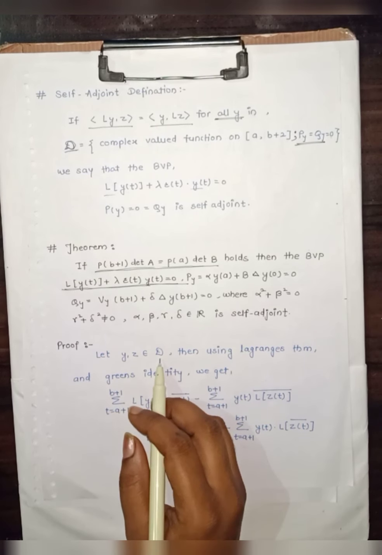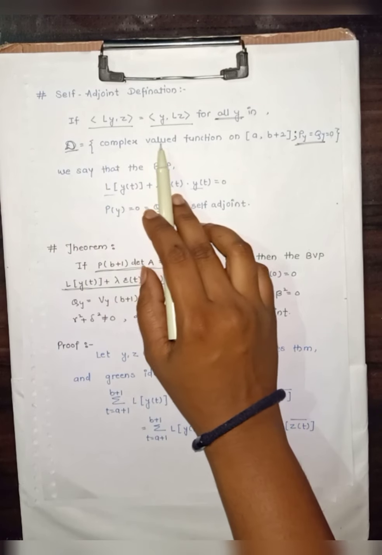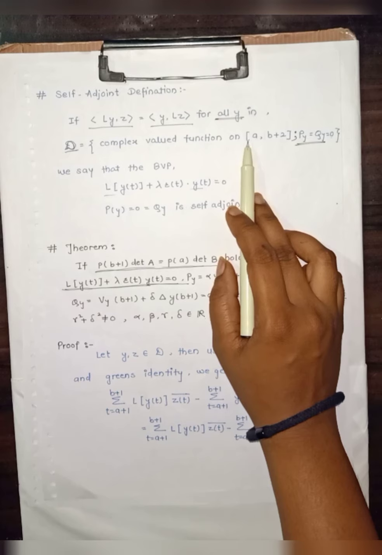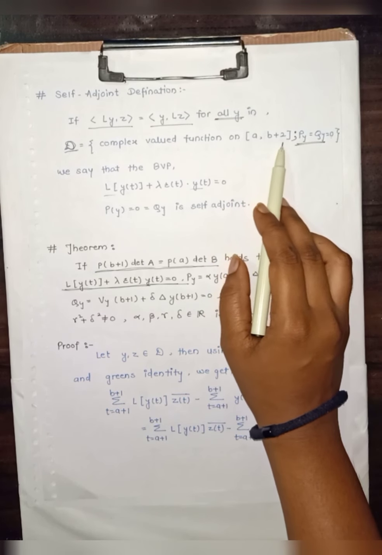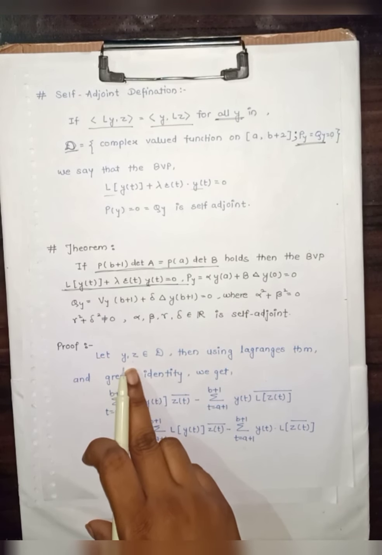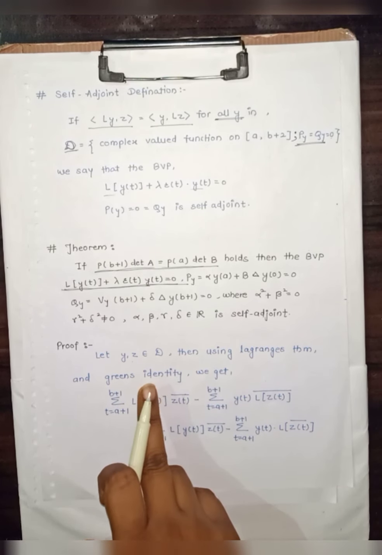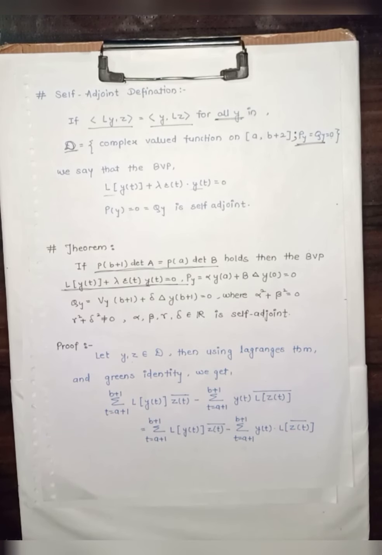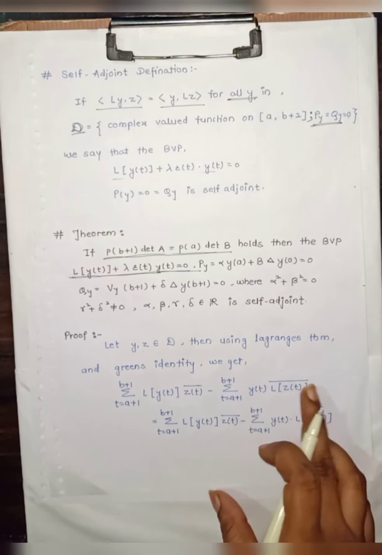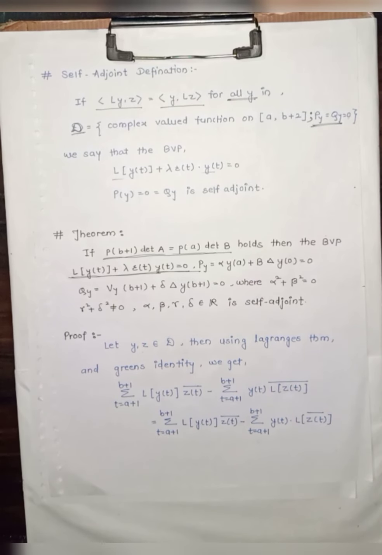Let y and z belong to capital D. We have been given that capital D is the set of complex valued functions on the closed interval a to b plus 2. So these y and z must be complex valued functions. Then using Lagrange's theorem and Green's identity, we have seen both of these in the previous unit. If you don't remember these two, then you can go through the previous videos and you will find them there.